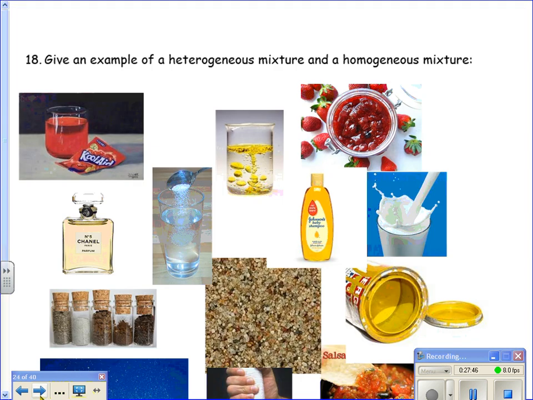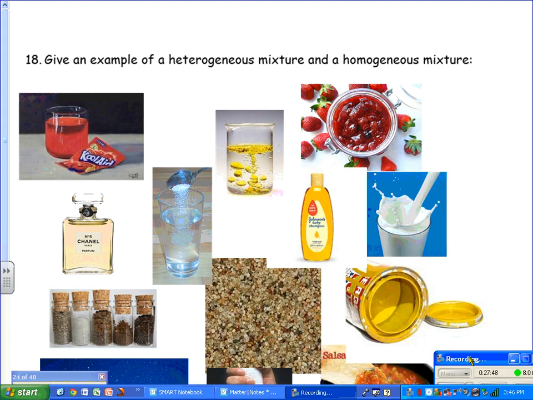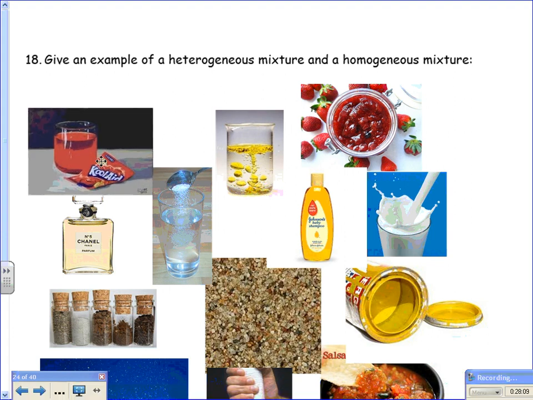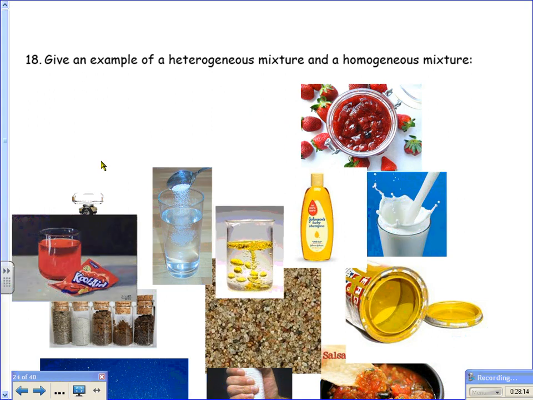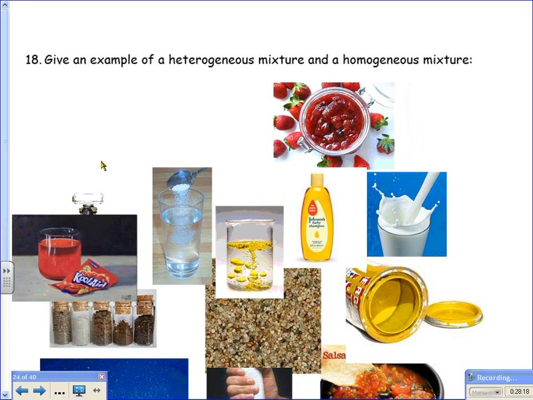Now here we have a plethora of all kinds of different items that I have collected on the internet. And what we're going to do is separate those out into heterogeneous mixtures and homogeneous mixtures. All right, let's see. Remember what a heterogeneous mixture is. A heterogeneous mixture is a mixture where you can see some or all of the parts.